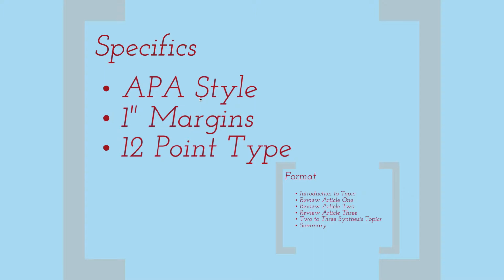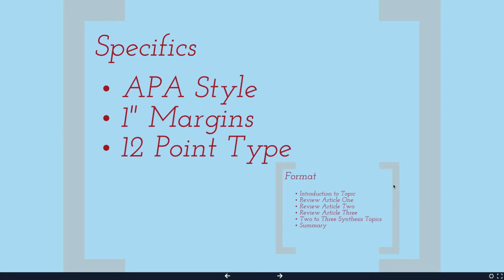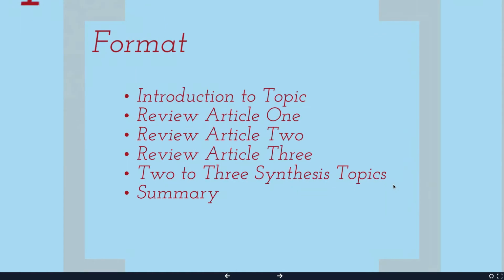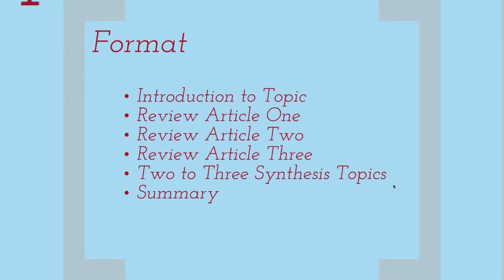Format-wise, I'll give you some examples. I'll post some that students have done previously, but typically it goes like this. You give me an introduction to a topic, you review one of the articles, you review another article, you review the 3rd article, and then you take a couple pages to synthesize those and say, here's what they had in common, here's how they're different.